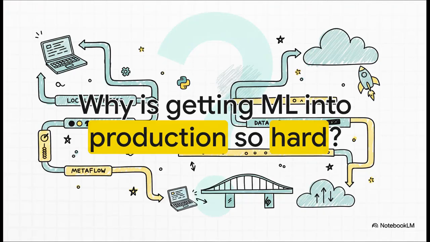So let's just ask the big question here. Why is getting machine learning into production so unbelievably hard? Because here's the thing, it's usually not about the model itself or the algorithm. The real friction, the real pain, comes from all the endless operational hurdles that just stand in your way.